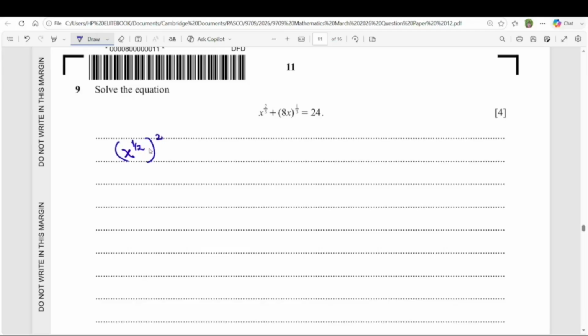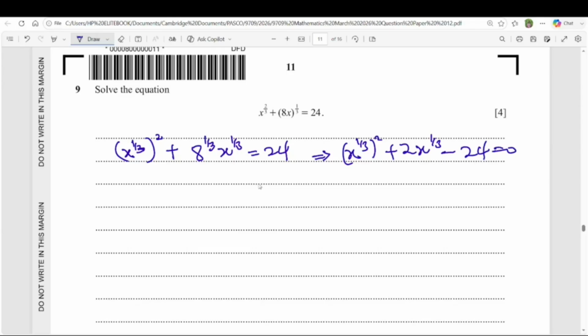Yeah, so in indices, to raise a power to a power, you multiply the exponent. So we have 3 here, 1 over 3, the exponent 1 over 3 all squared. Then plus, remember, (8x) exponent 1 over 3 is the same as 8 exponent 1 over 3 times x exponent 1 over 3, then equal to 24. And then remember, 8 exponent 1 over 3 is the same as the cube root of 8, which is 2. So we have first term is (x^(1/3)) squared plus 2x^(1/3). Let's send the 24 here, equal to 0.